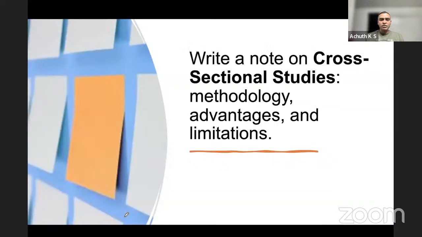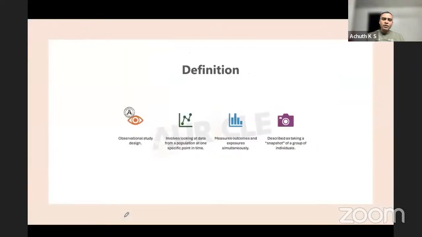With this, we'll be starting the first question. Write a note on cross-sectional studies, methodology, advantages, and limitations. You'll be writing only 10 points for a short essay. Please do not write more than this, even though you have more points. Please do write 10 to 15 points maximum to get the complete marks, because time management in your exams is very important.